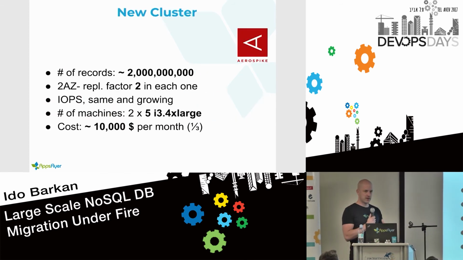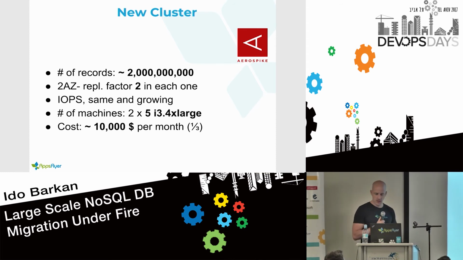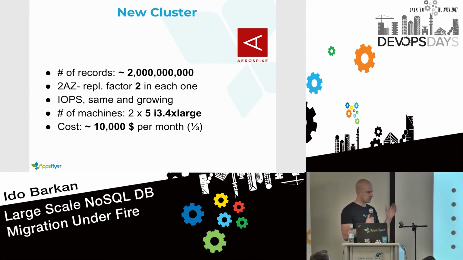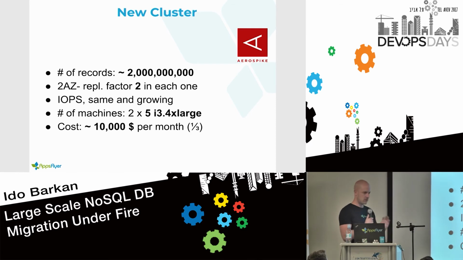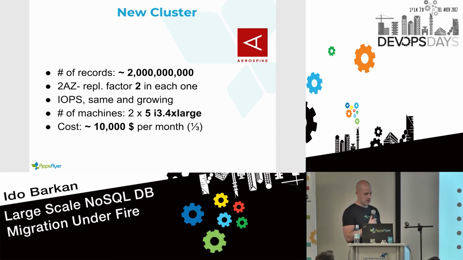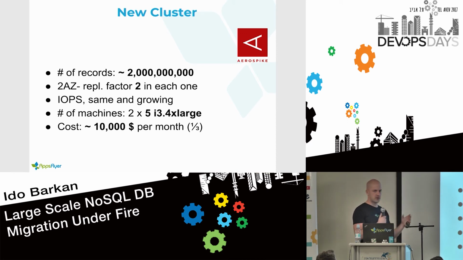Okay, so the metric is 0. Everybody's happy. We have a new shiny database, and the number of records is still around 2 billion. 2 availability zones, 2 clusters synced with XDR. Same IOPS, and the IOPS just keep growing. You can see that we have only 10 machines compared to the 45 machines we had before. Cost is around a third of what we paid before. And there wasn't any downtime, no loss of data.